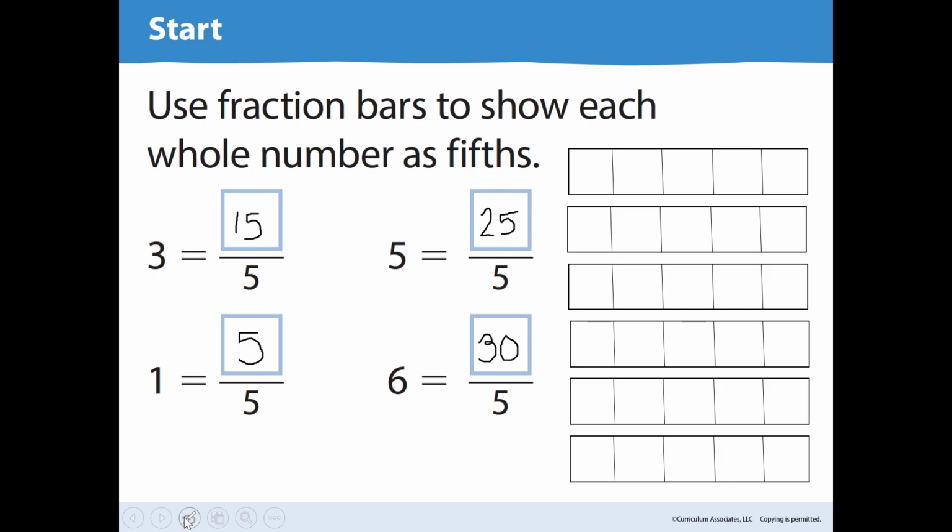Now here's something interesting to notice. If I multiply 5 times 3, I get 15. 5 times 5 is 25. 5 times 1 is 5. And 5 times 6 equals 30.